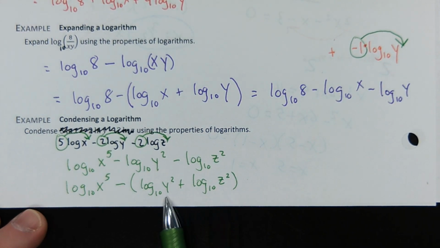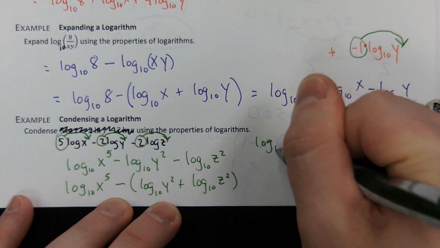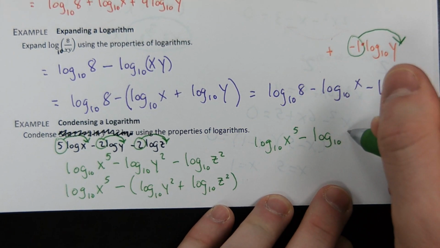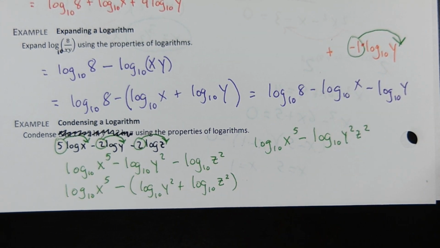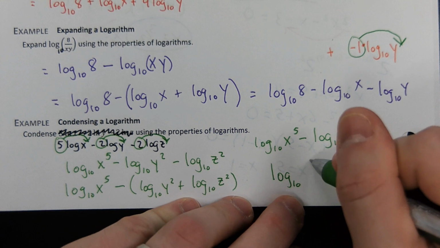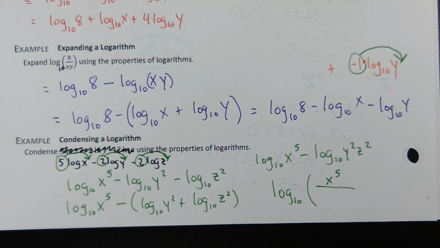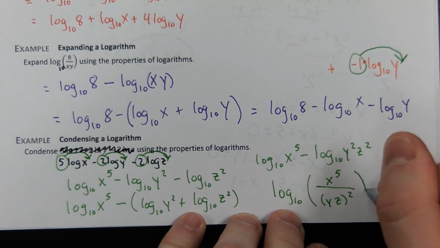These would condense to a single logarithm. That was multiplication in it. And now, because these two logarithms have the same base, they can condense to a single logarithm that has a fraction in its argument. And I'm going to use a property of exponents. And instead of writing y squared z squared, I'm going to write it like that because it's even smaller.